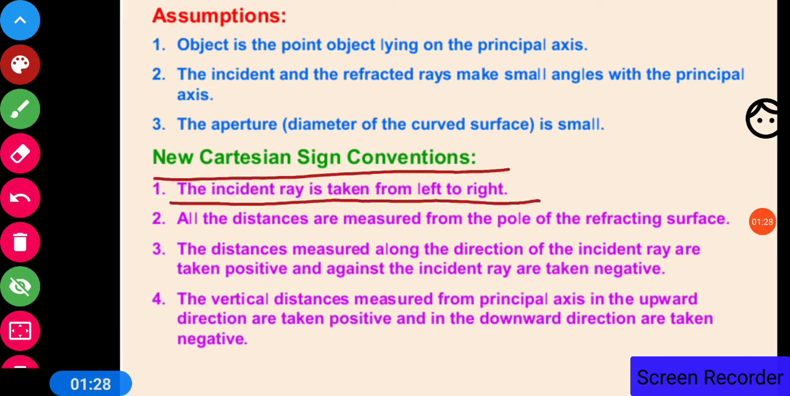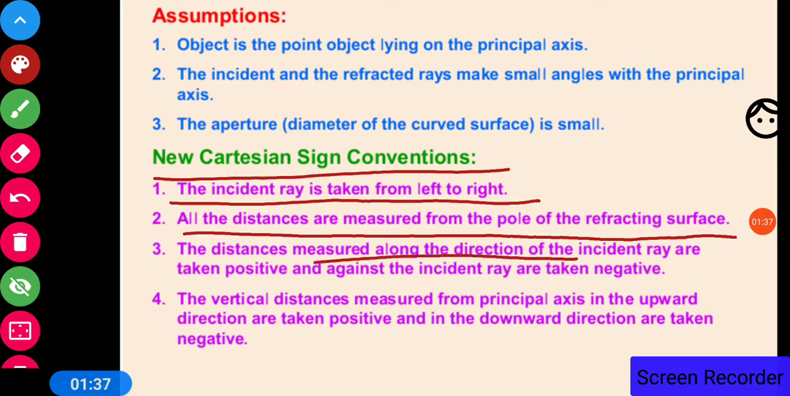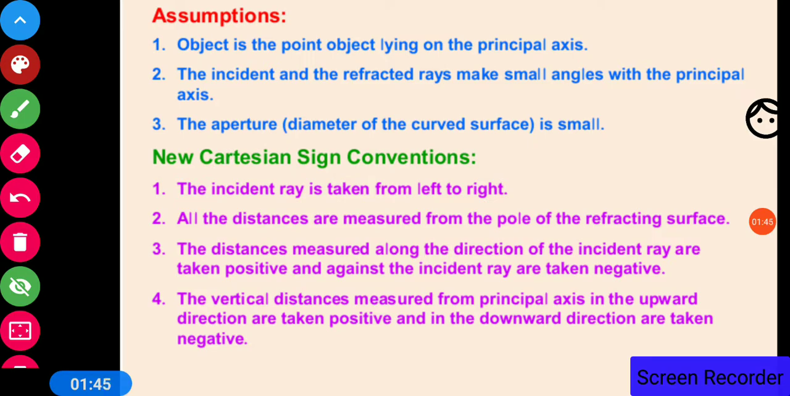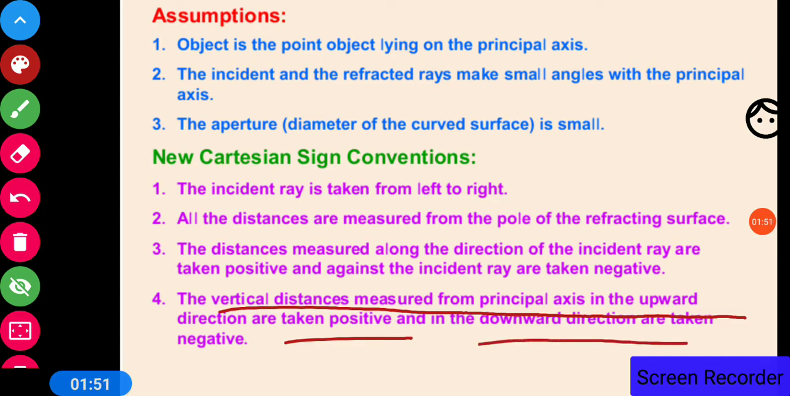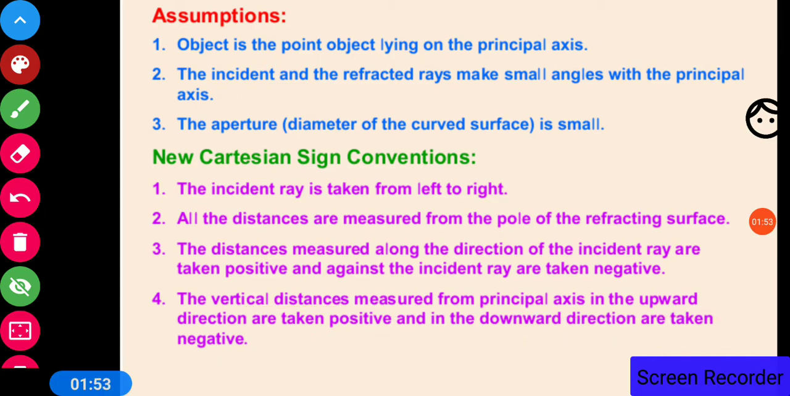And the Cartesian sign convention. Incident ray is taken from left to right. All the distances are measured from the pole of the refractive surface. The distances measured along the direction of the incident ray are taken positive and against the incident ray are taken negative. The vertical distances measured from the principal axis in the upward direction are taken positive and downward direction are taken negative.